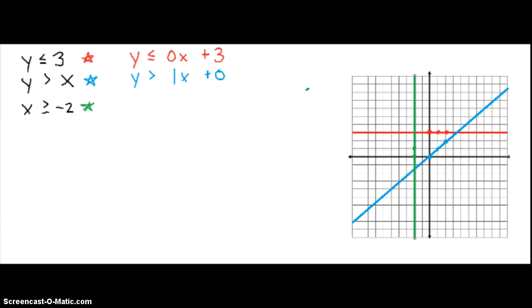Alright, and again, let's not forget to make this blue line dashed since it's just greater than, not greater than or equal to. Now we need to decide which parts of these we should shade.